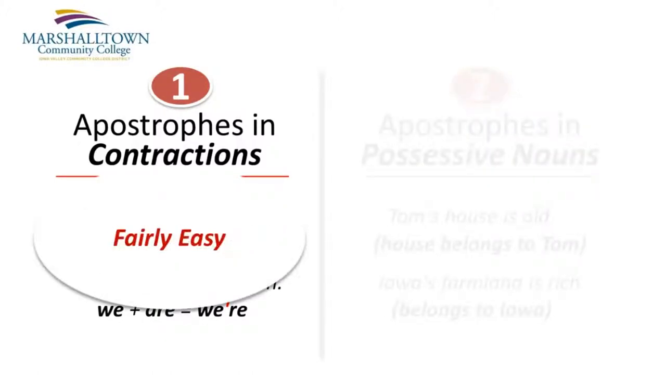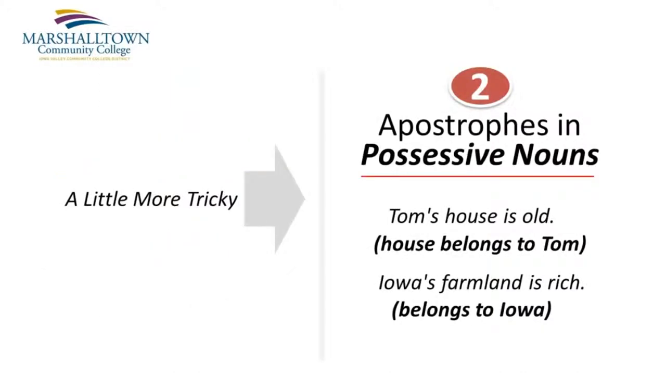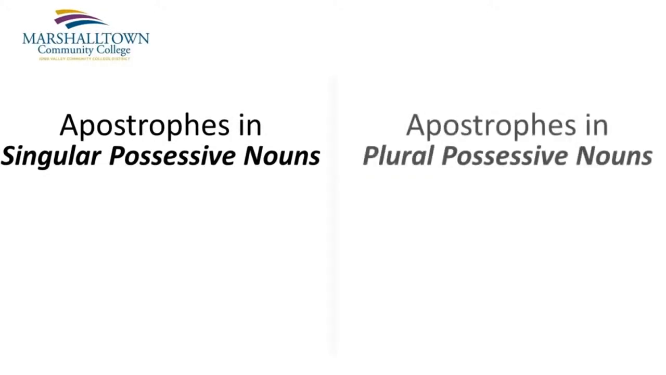With possessive nouns, an apostrophe indicates ownership. Tom's house is old. The house belongs to Tom. Iowa's farmland is rich. Farmland belongs to Iowa. Now, apostrophes and contractions are fairly easy to remember. However, remembering how to use apostrophes in possessive nouns can be a little more tricky.